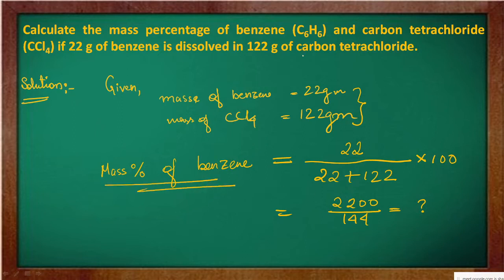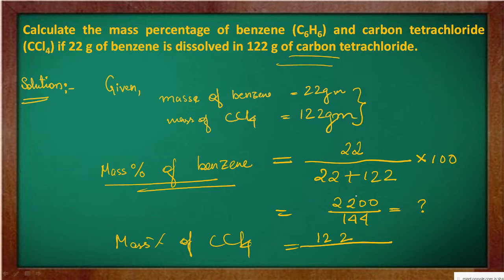Now we have to calculate the mass percentage of carbon tetrachloride. In the case of carbon tetrachloride, the mass of carbon tetrachloride will now be written in the numerator. The mass of carbon tetrachloride is 122, and the total mass of the solution is 22 plus 122, multiplied by 100. Similarly, here also you will get 12200 divided by 144. So this one is also your duty.